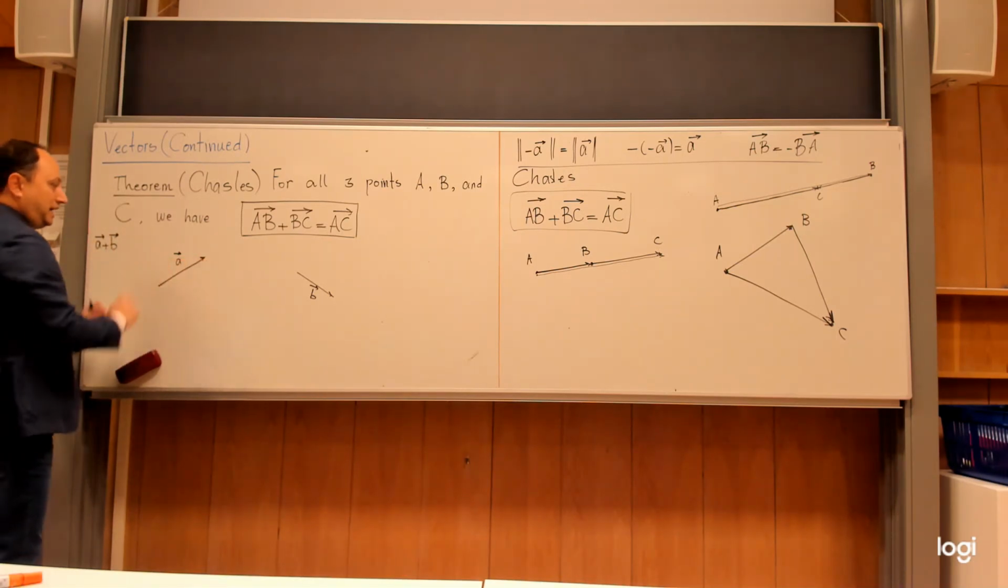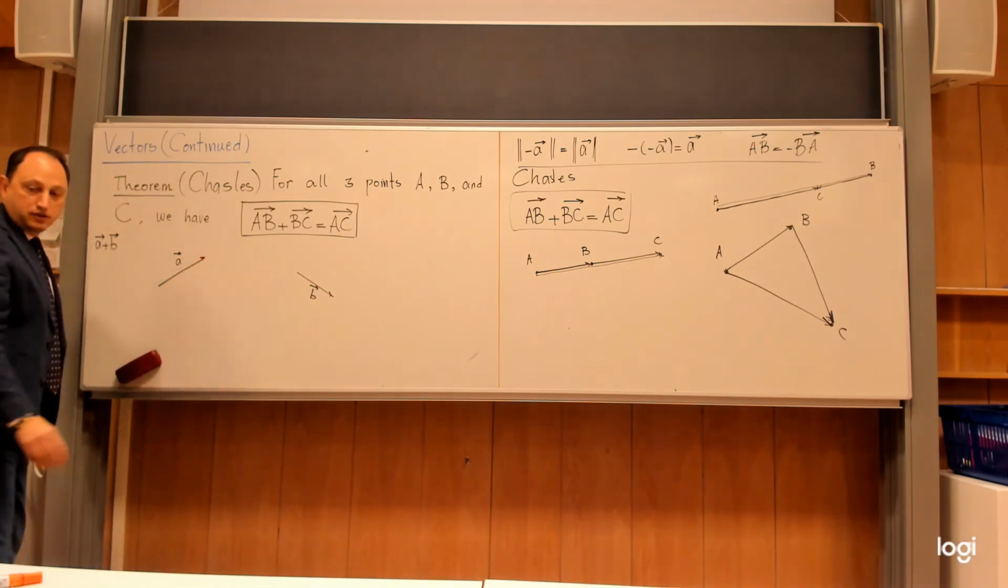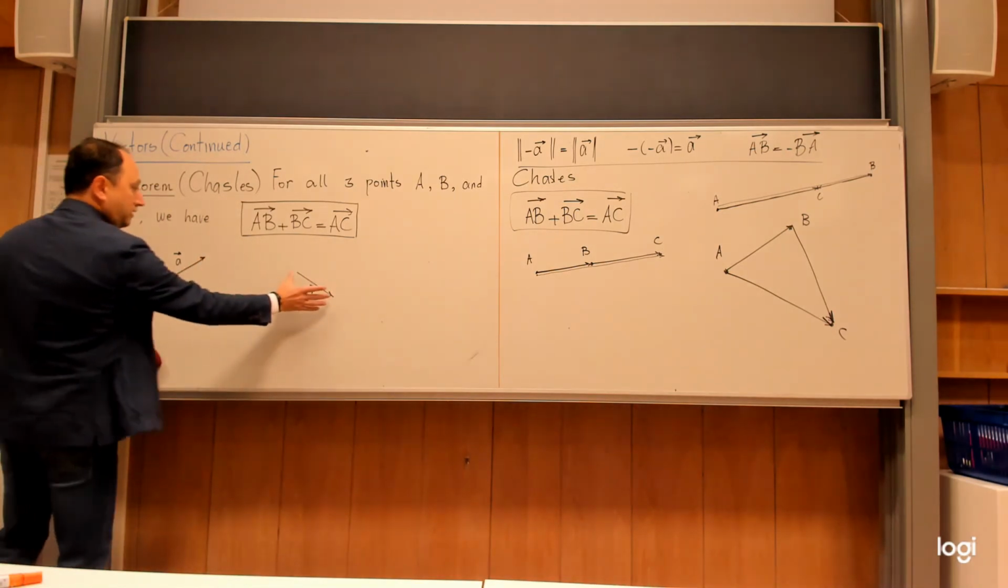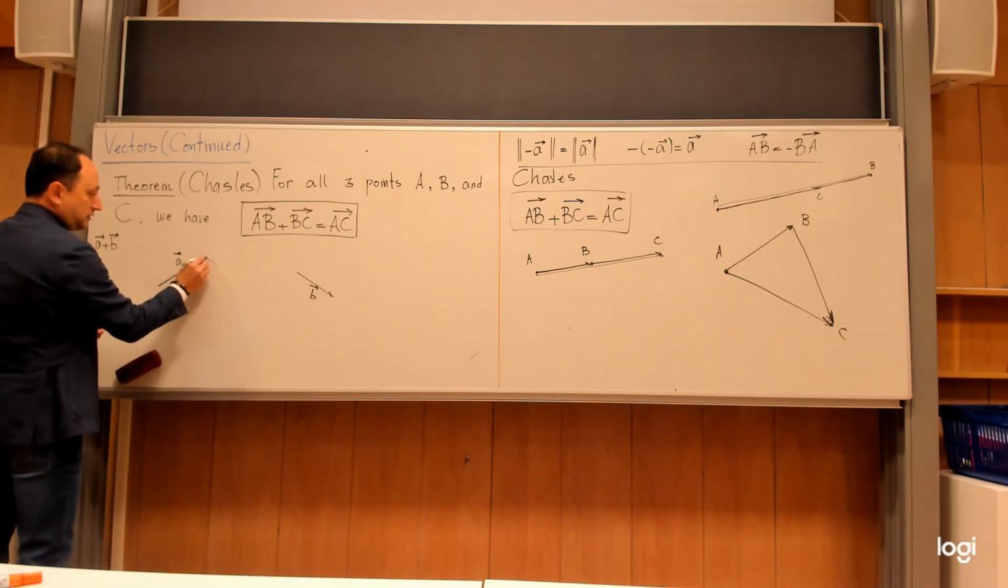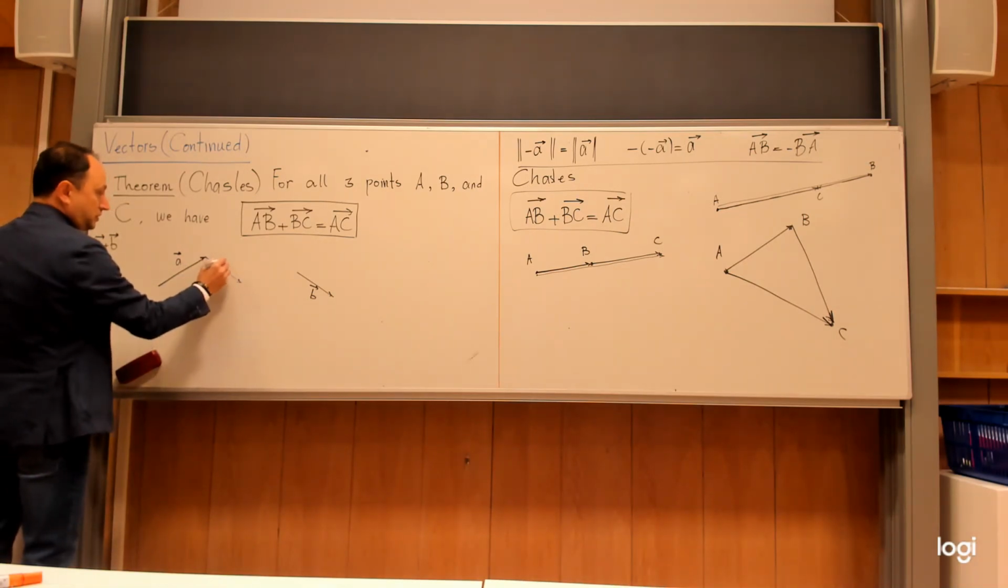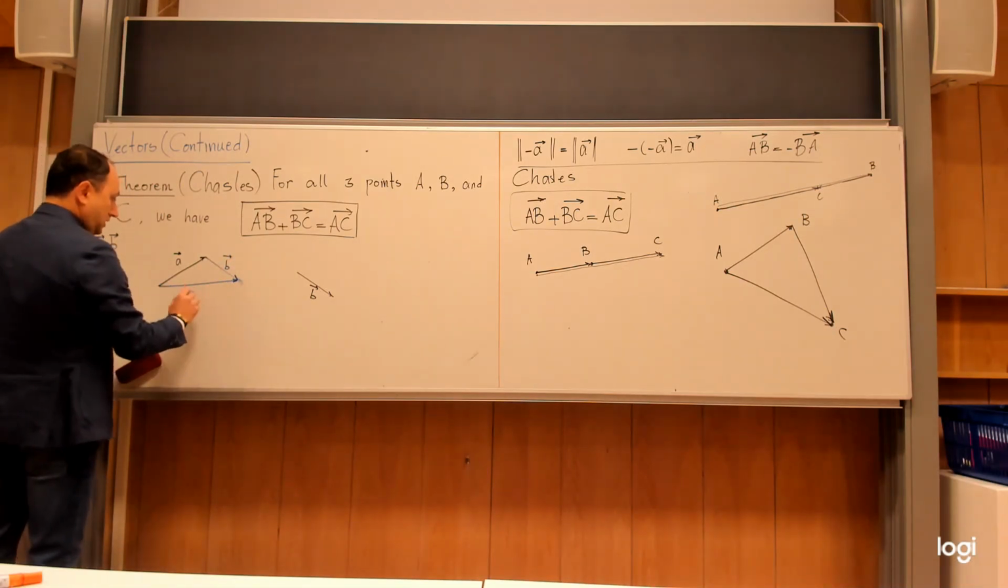I should keep A the same. I have to parallel transport B here. Let me change my color. I have to parallel transport B and draw it from the tip of A. So this would be B, and then I can draw this vector. This vector that I draw is A plus B.